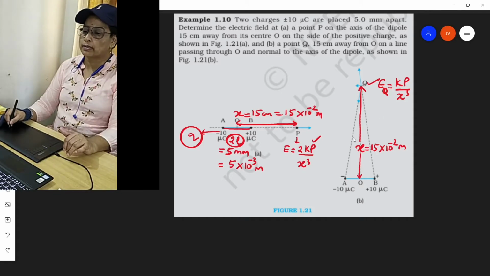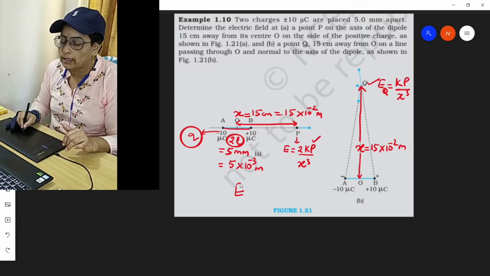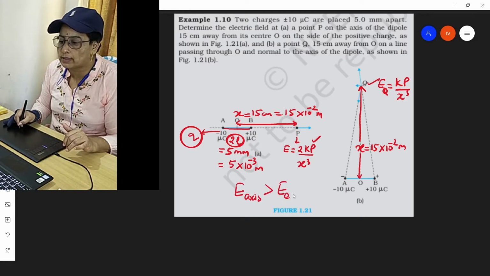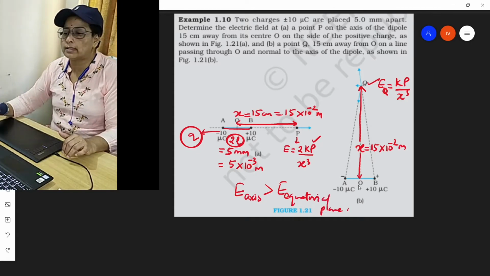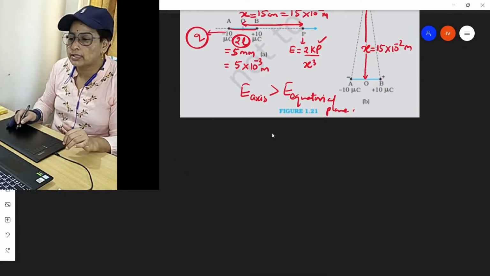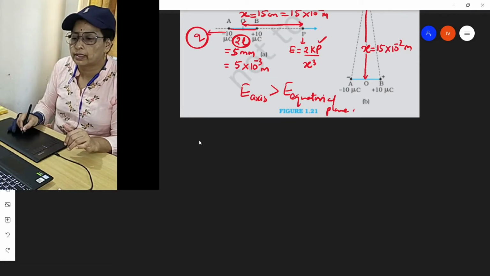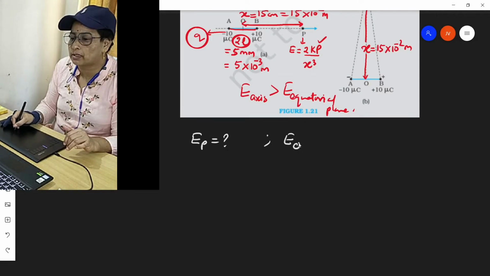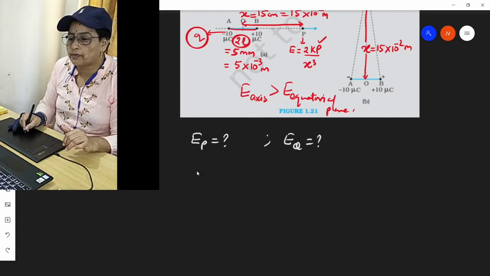So we know that the electric field along the axis is greater than the electric field at a point on the equatorial plane. So our answer on calculation also should come in the same line. Let us first find, so we are finding the electric field at point P and the electric field at point Q. First we'll find the dipole moment.